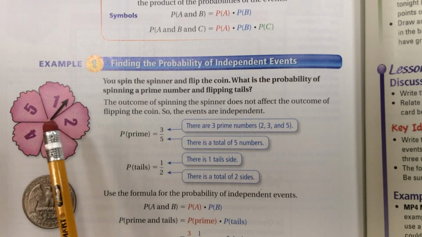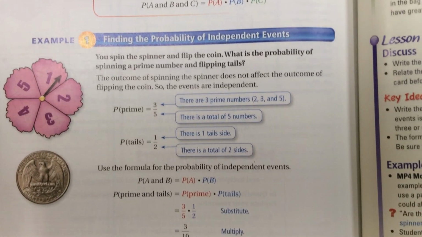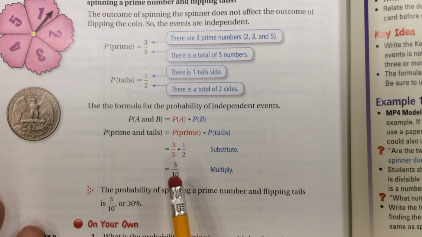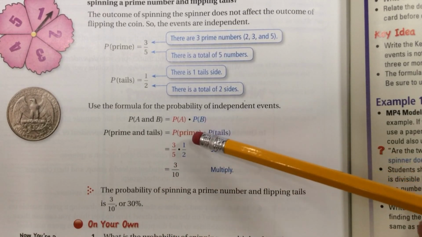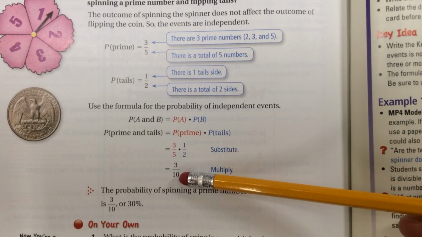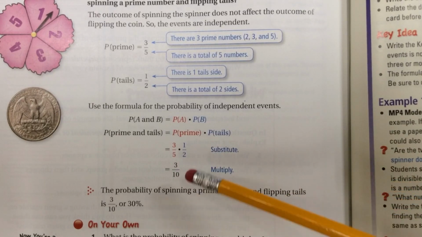So you would take 3 out of 5 and 1 out of 2 and multiply those. And when you multiply 3 out of 5 and 1 over 2, you get 3 over 10. Because remember, you multiply across the top to get the numerator, and you multiply across the bottom to get the denominator. So 3 out of 10.